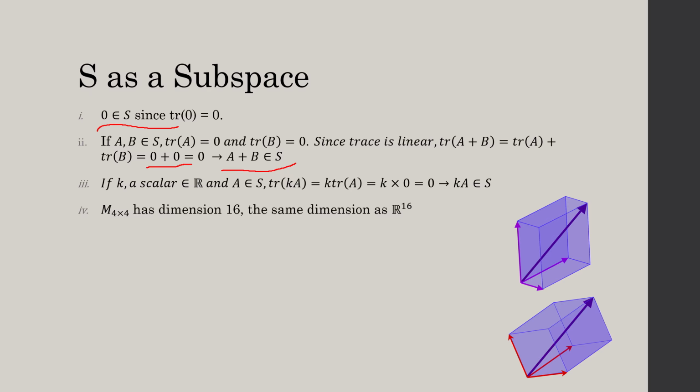and it's closed under addition. For the scalar multiplication, because K can be any real scalar, and we know that the trace of A equals 0, whether we pull it out or we don't, it's still going to let our trace be 0, satisfying our expression.